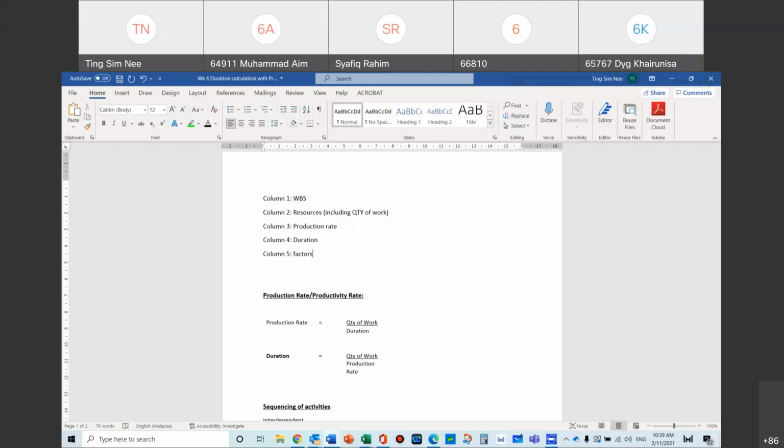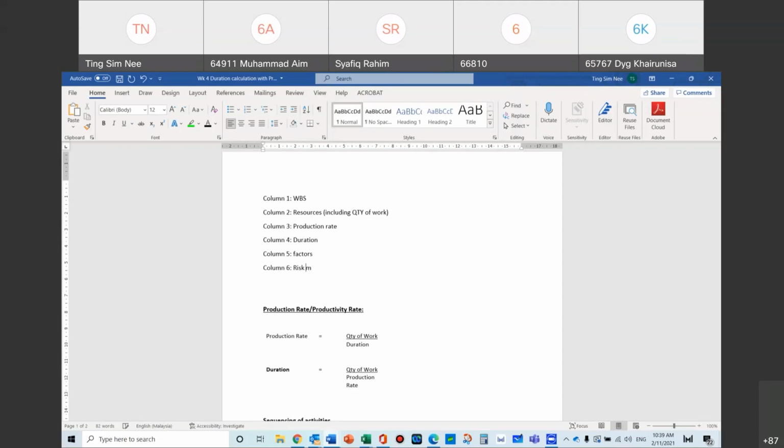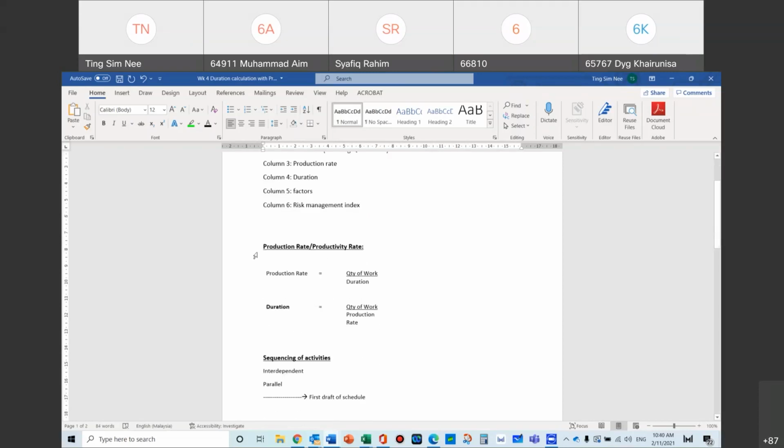So then you have your factors. These are just the normal logical factors, reasonable factors. And after factoring, you will get your column number 5. Column 6, you may want to increase your risk management duration here as well. I mean, risk management index as well. Okay. So from this risk management index, we will explain it in a little bit more detail.